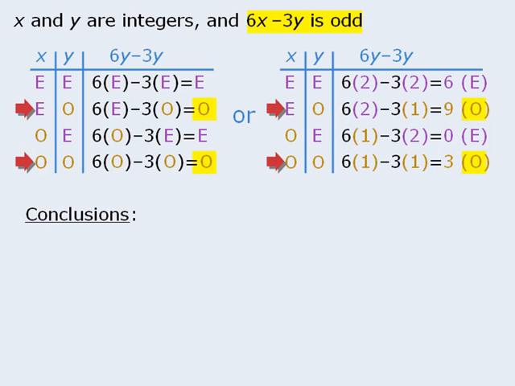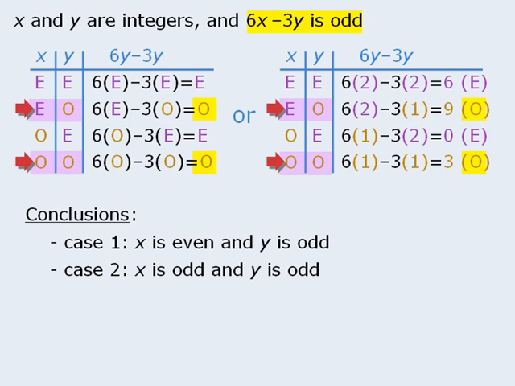So there are two possible conclusions we can draw. Either x is even and y is odd, or x and y are both odd. Either of these two cases can be true.